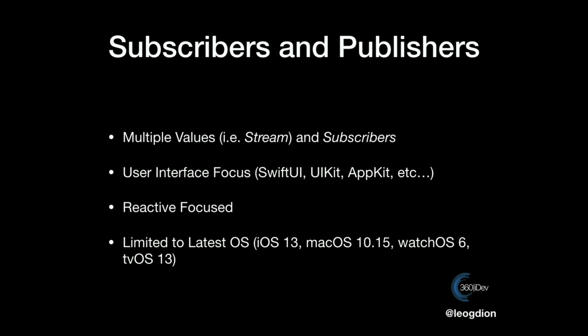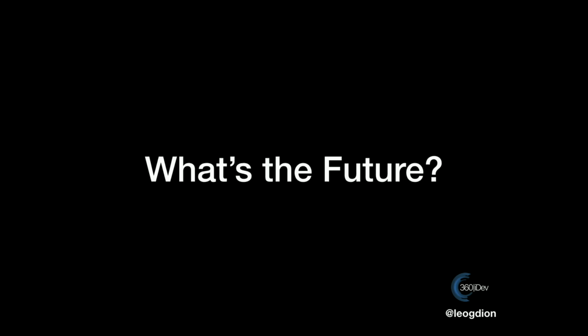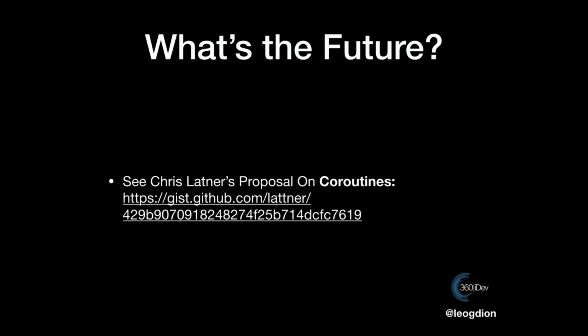So then the question becomes, what's the future of this stuff, right? Well, Chris Lattner has a proposal about coroutines, which is essentially abstracting promises and futures even further with what's called syntactic sugar. So just as in Swift 2, we didn't have to deal with this like NSError pointer. I don't know if any of you remember that back in the old days. But before we had error handling, we had that.